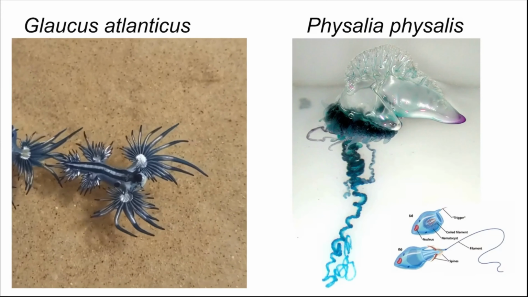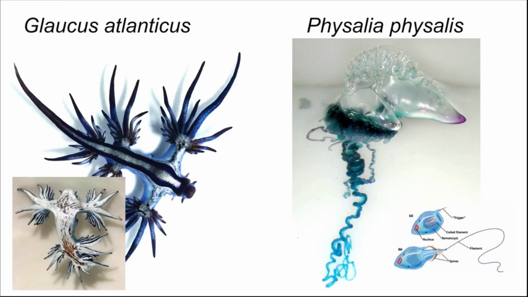Another interesting thing about Glaucus is that the bottom side is silver. This is so that if predators are looking at Glaucus from below, it matches the silvery sheen of the sea surface. When looking down at Glaucus from above, its dark colors help camouflage it against the dark sea floor. This is called countershading, and it's an evolutionary strategy that we're going to see more of.